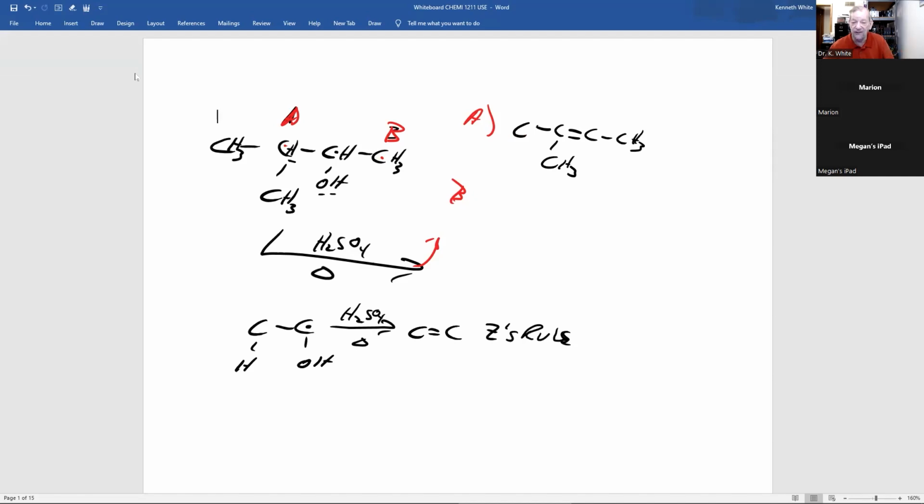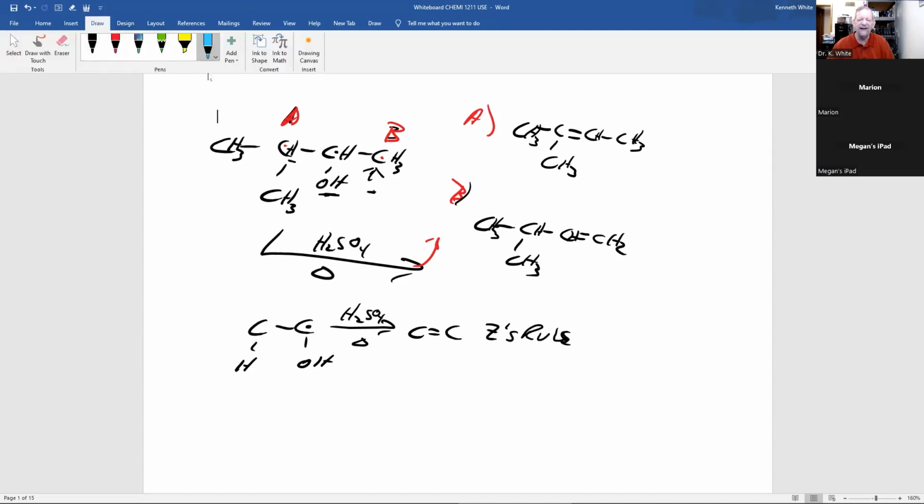Remember, there are 4 bonds to carbon. Don't forget to put in your hydrogens. If we look at B, this carbon loses the hydrogen, you lose the hydroxyl group, and between the carbon with the hydroxyl group and B, you'll form a double bond. And the question is, which one do you get? So how do we do that?